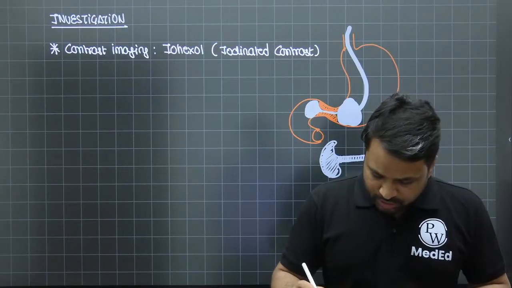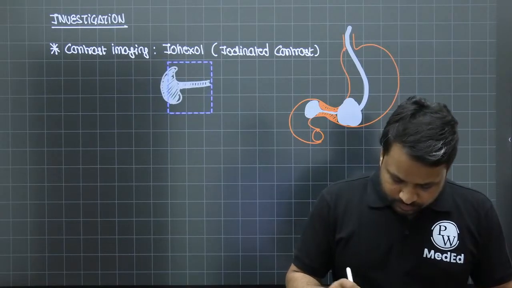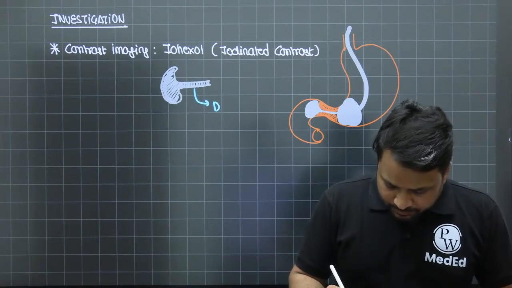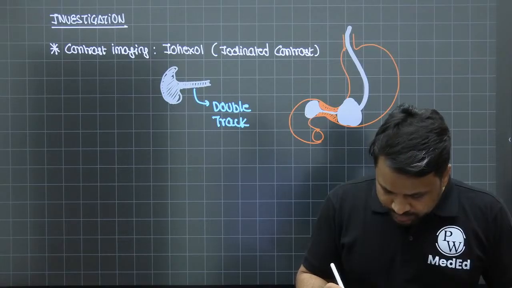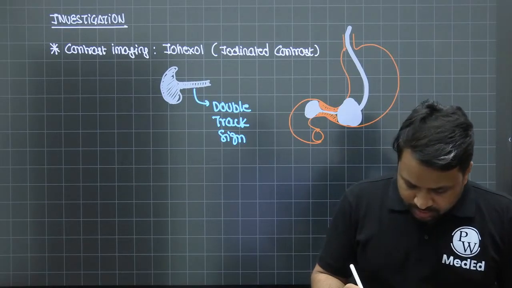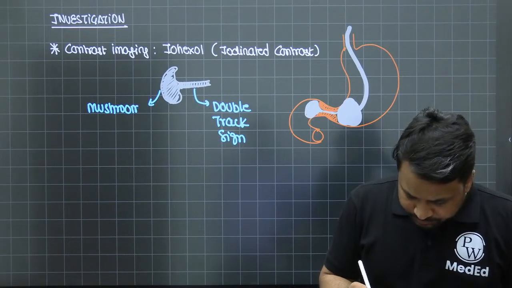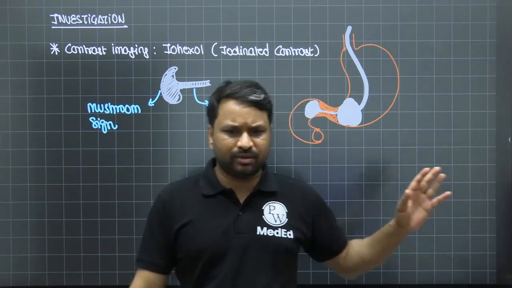If I have to just isolate this particular segment, this is what we have, the double track sign. This is what we call a double track sign. This is what we call the mushroom sign. I'll show you the images as well.